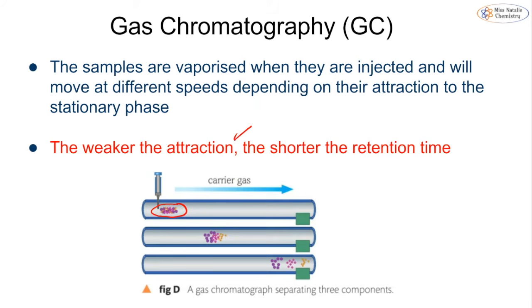So the weaker the attraction to the stationary phase, because remember the mobile phase is an inert gas, so it's not really going to be attracting the sample, so it's all to do with the attraction to the stationary phase. If it's a weak attraction, it's a shorter retention time, so it passes through the column quicker.